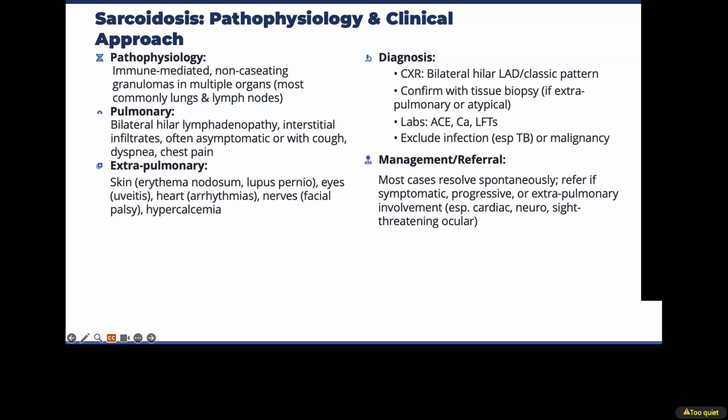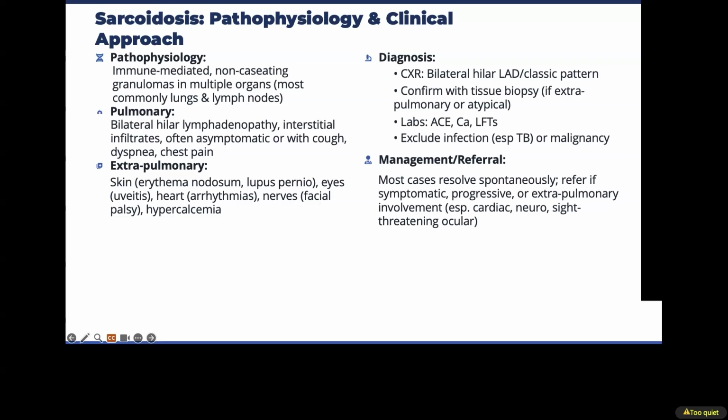The question is, if you don't have pulmonary symptoms, why are we going after this? So this is kind of a hard one to diagnose. You want to put the picture together. It affects many systems, but just because those systems are affected, it does not mean this is your condition. In short, if you're worried about sarcoidosis, you start with the chest x-ray. You look for the classic bilateral hilar lymphadenopathy pattern.